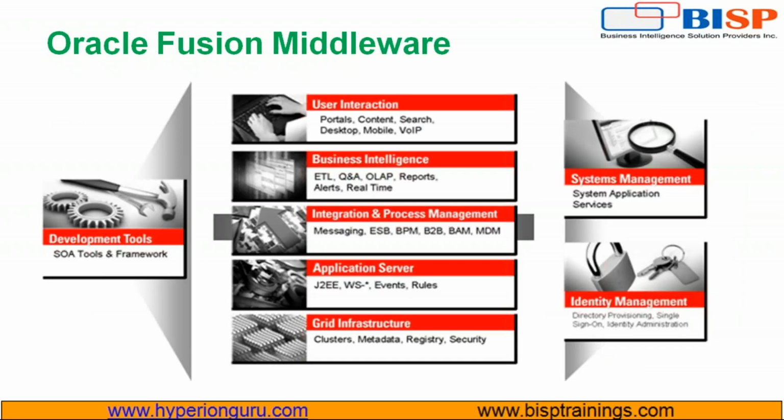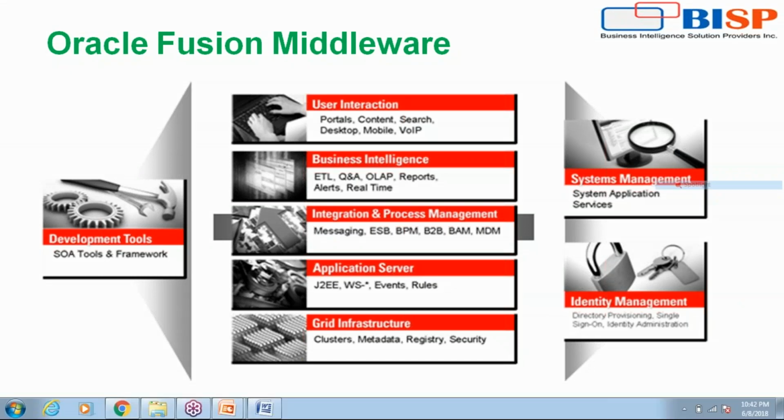Right, so what different varieties of products are available within Fusion Middleware. So you have development tools available, something like SOA tools and framework. You also have JDeveloper and ADF as well. They are also part of your development tools. And then you have user interaction, something called portal, content, search, or desktop, mobile, VoIP. It's all part of middleware. You have something in development, something in user interaction, something in business intelligence, integration and process management, where your messaging, ESB, BPM comes in.